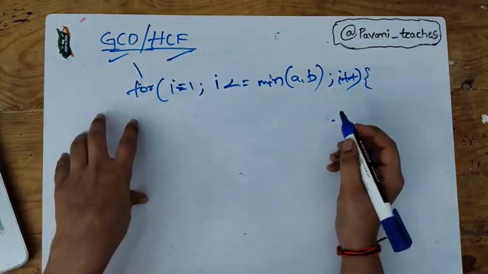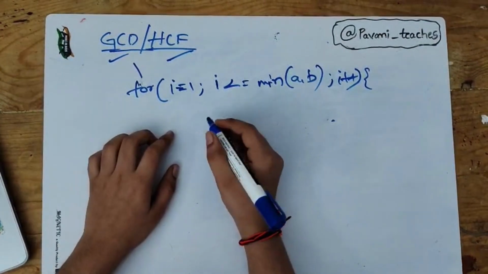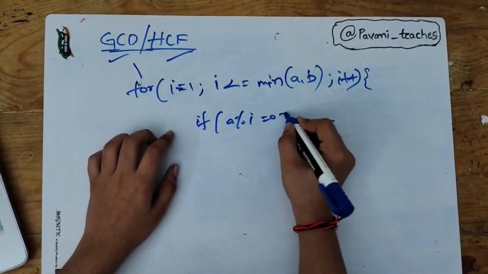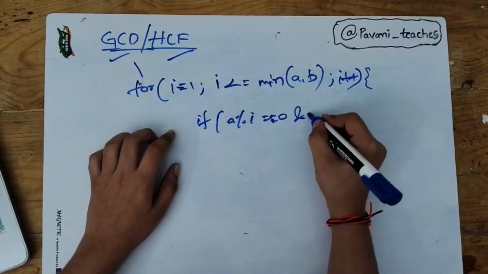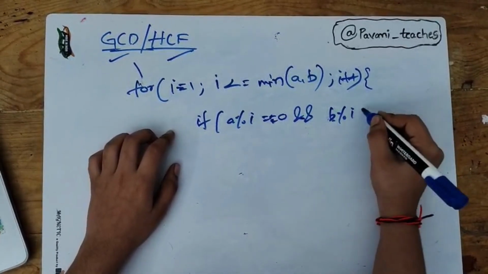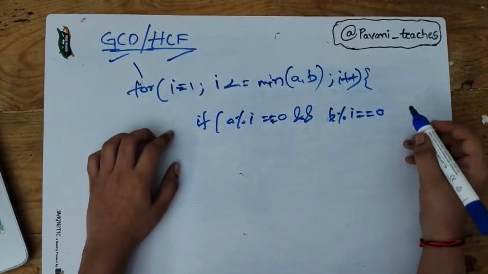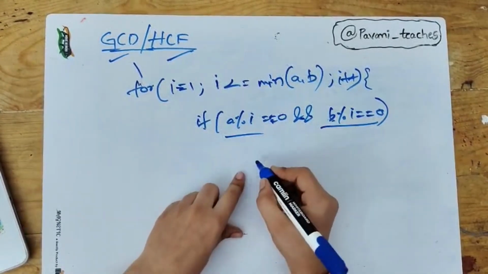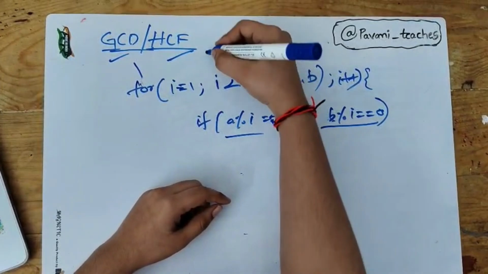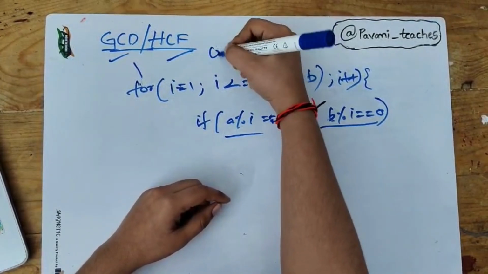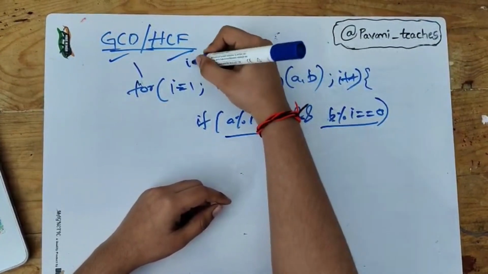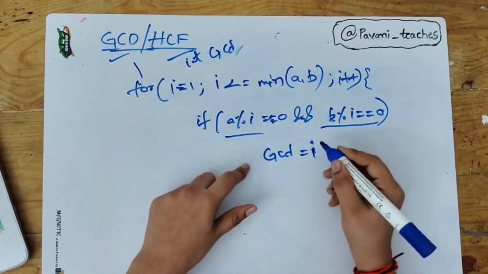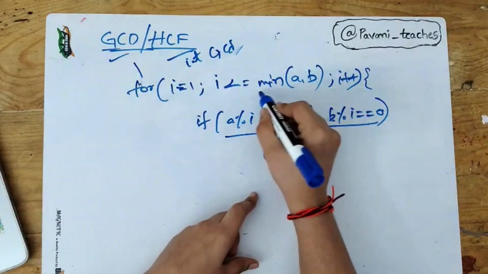Then here, if a modulo i equal to 0 and b modulo i equal to 0, if these two conditions are true, then we'll take one variable, that is GCD, and we'll store the value in GCD. Here GCD will become i. The loop continues until it reaches the minimum of a comma b.